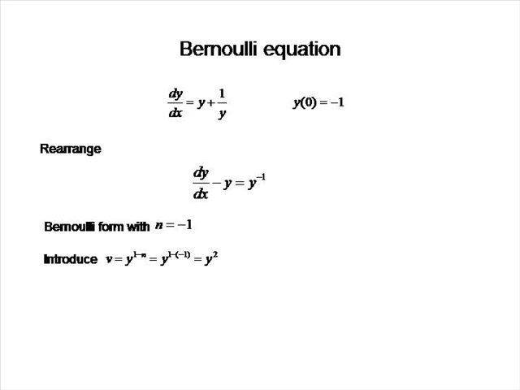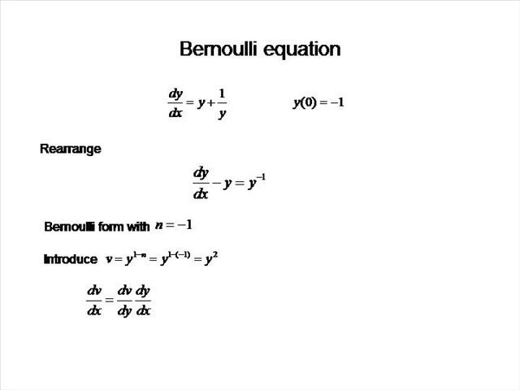So we introduce a variable v to be y to the power of 1 minus n. And this means of course that v must be equal to y squared. We now convert our Bernoulli equation from y's and x's to a differential equation involving v's and x's. To do this, we need to express dy by dx in terms of v.